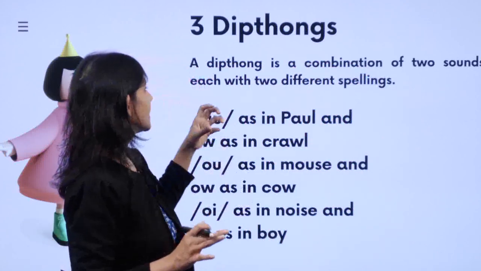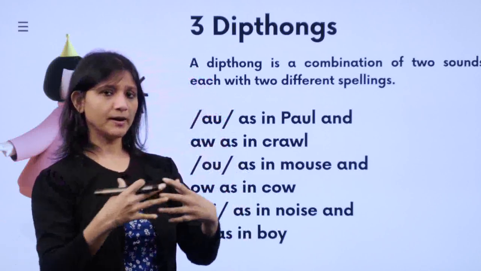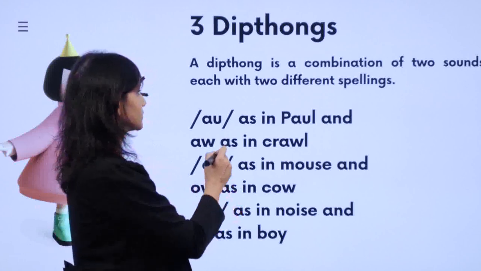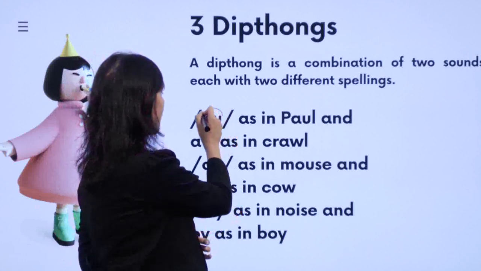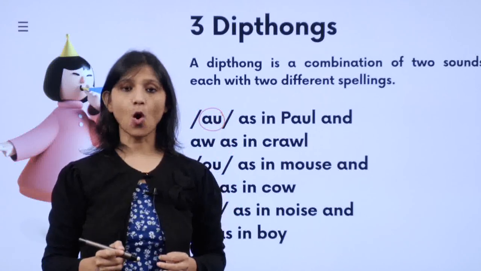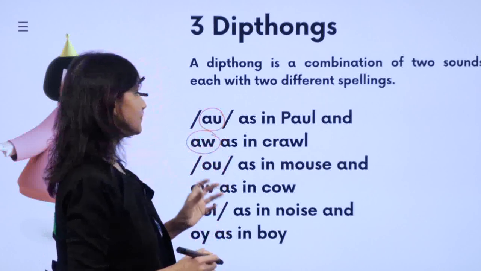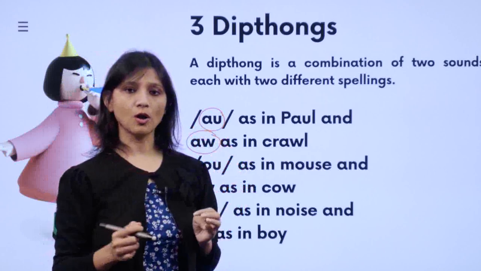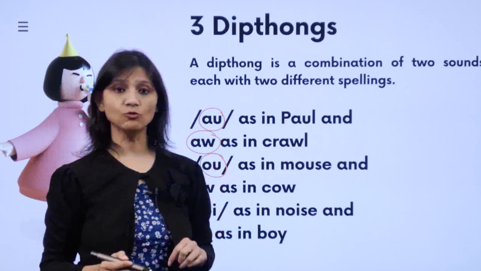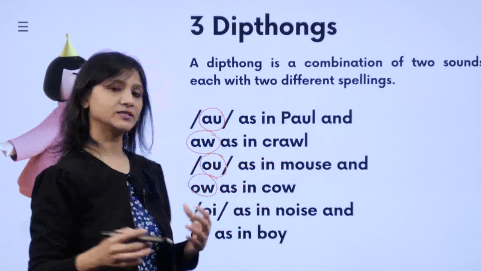Then there is something called diphthongs. Now, you need not worry about that. What it is, a combination of two sounds. I told you, they will always have someone with them. They combine together and there is a different word that comes. Two different spellings. A-U, Paul, all. Okay, A-U, all, Paul. And A-W, crawl. So, both A-U and A-W have a similar kind of sound. Crawl, Paul. Okay. O-U as in mouse. Ow. Mouse and O-W as in cow have the same sound.